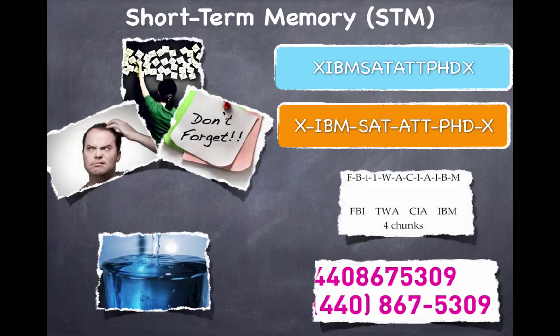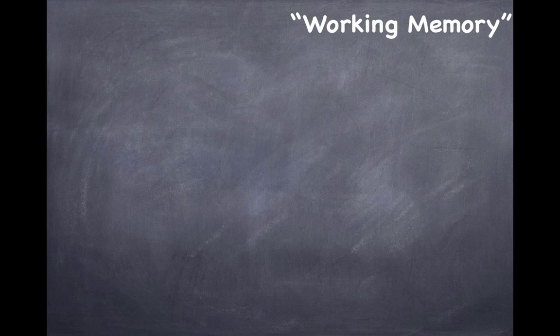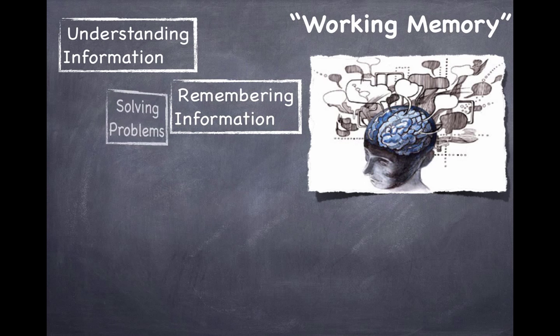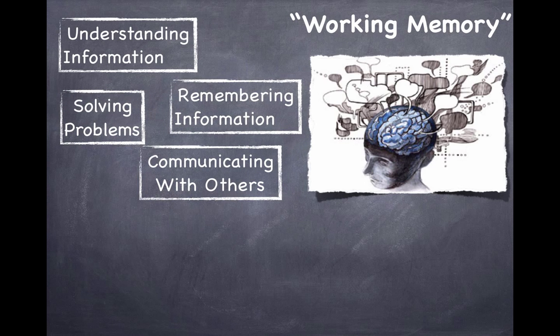Now, working memory can have a more functional purpose if we make use of some things. So let's look at what we could do with working memory here. Well, one is, in terms of working memory, we use it to understand information. We use it for solving problems, we use it for remembering information, and we use it for communicating with others. Now, these are the subsystems, if you will. Understanding information, remembering information, solving problems, communicating with others. These are subsystems of your working memory.